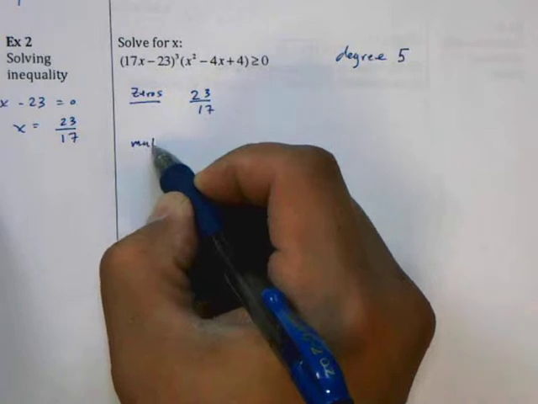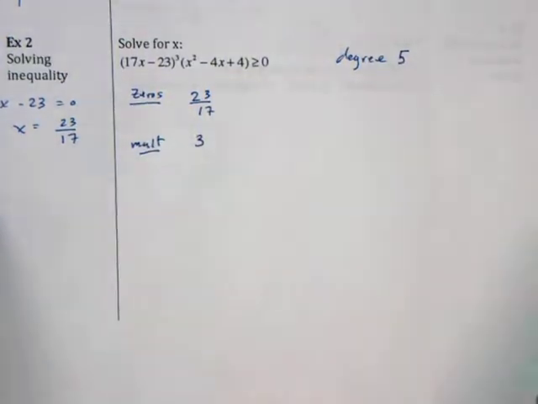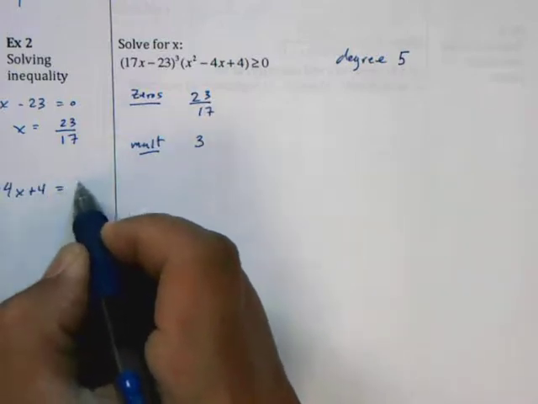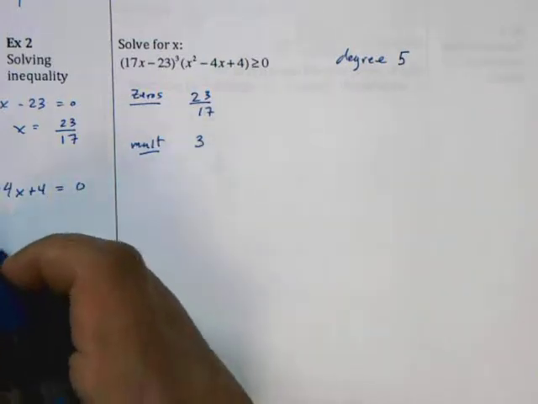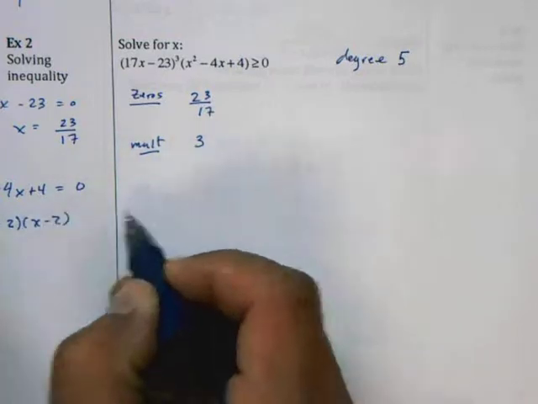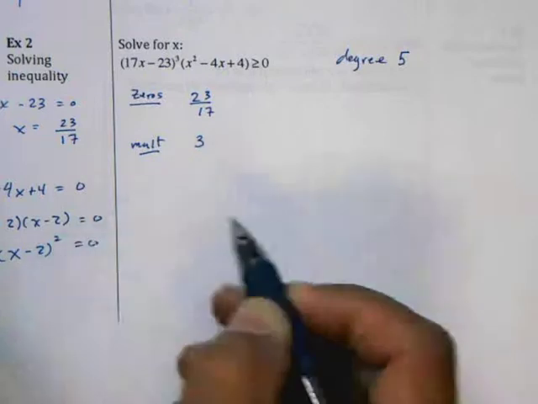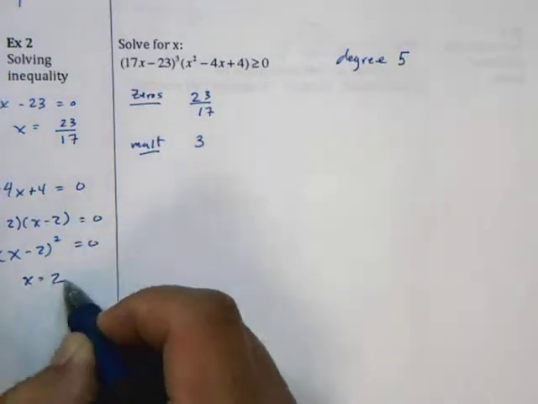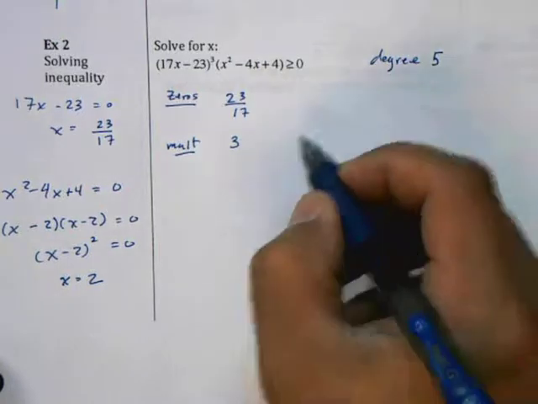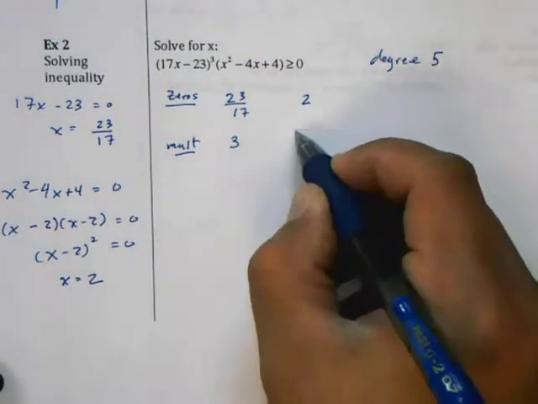And I'm also going to include the multiplicities here. This is multiplicity 3. Then x squared minus 4x plus 4 equals 0. This actually factors to x minus 2 times x minus 2 equals 0, which incidentally is x minus 2 squared equals 0. So x equals 2 is a solution. So I know that the other zero is 2 with a multiplicity of 2.